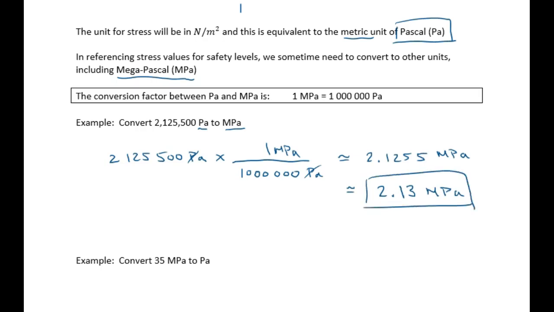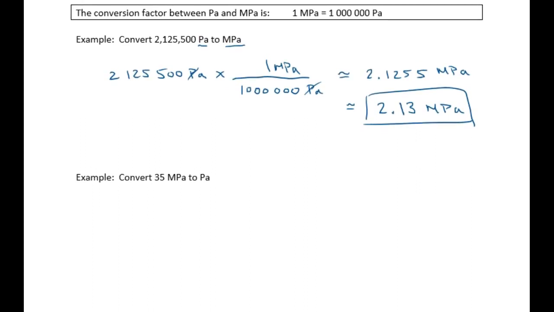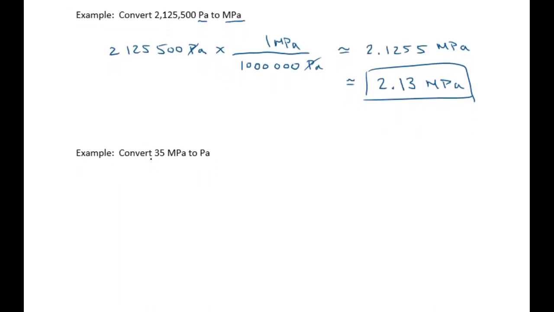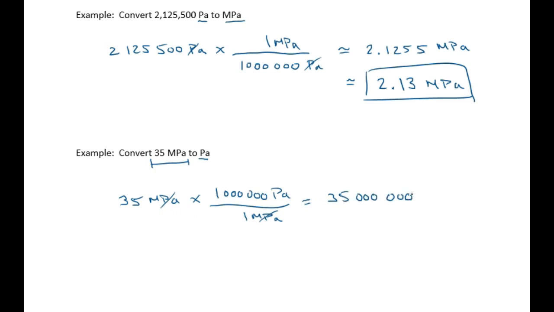We can also convert the other way. So the next example is asking us to convert 35 megapascals to pascals. So 35 megapascals, we have the same conversion factor. In this case, it's going to end up being a multiply by 1,000,000. So we end up getting 35 million pascals.